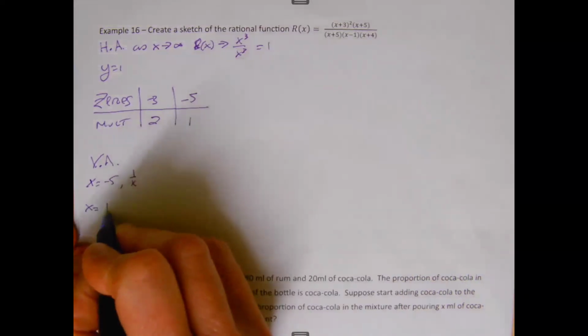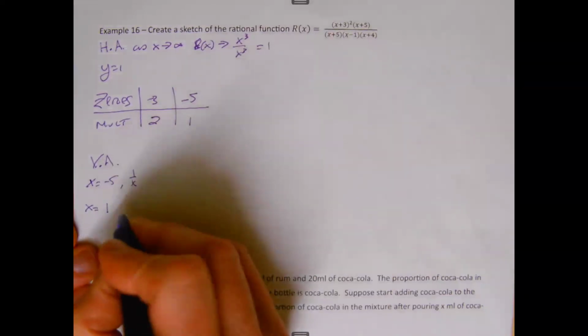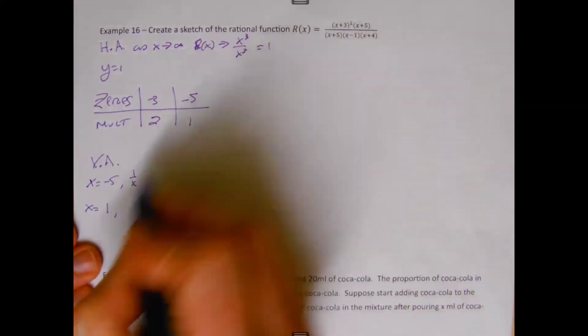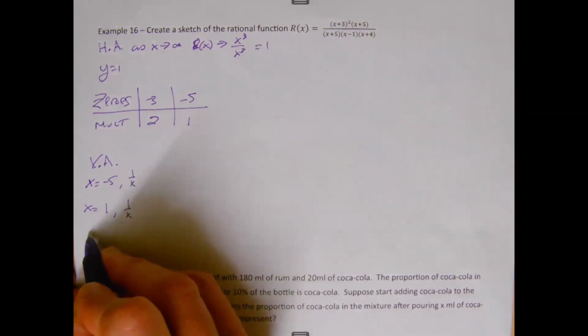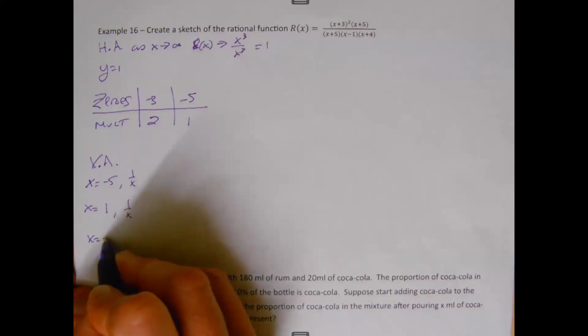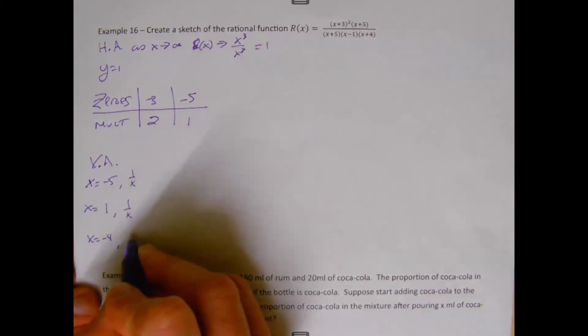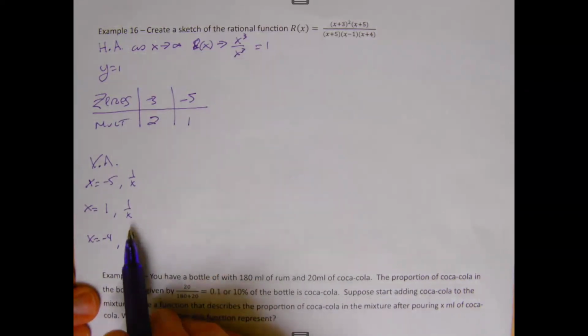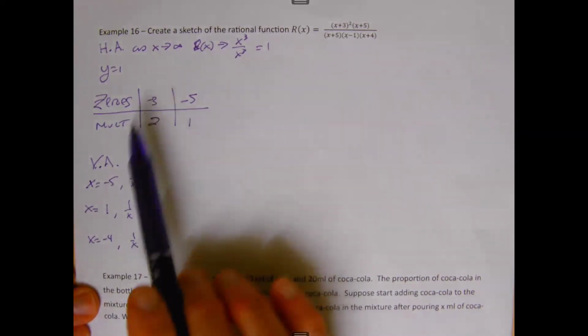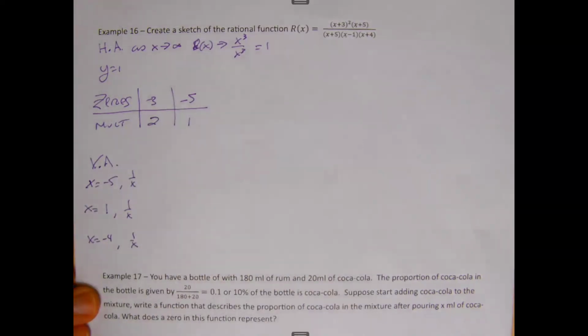I have 1. Again, putting 1 here makes it 0. And again, I'm looking at the power, and I see that it's of this type as well. And finally, at 4, I got x -4. And again, I can see that the power is 1, so it's up to that. Okay, so what do I have? I have my zeros. I have my horizontal asymptote, my vertical asymptotes.